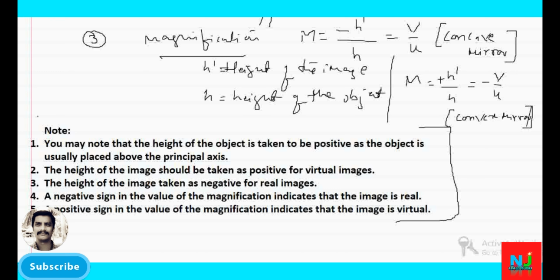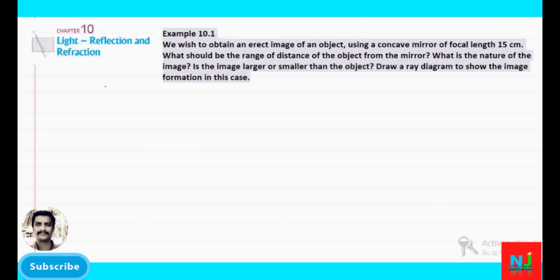The magnification also helps us. So now let us go one by one. We have to solve some exercise problems. Let us go for problem number 1, the exercise of the chapter Light Reflection and Refraction, chapter number 2 in class 10.